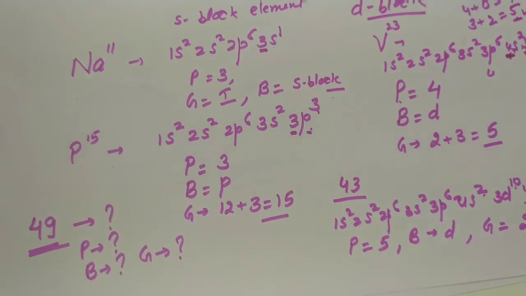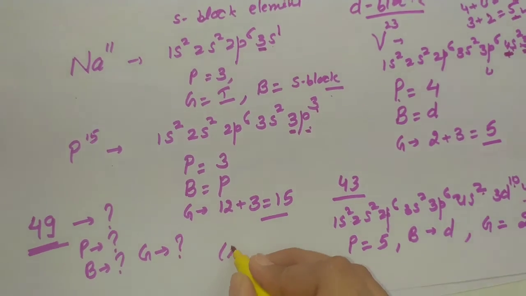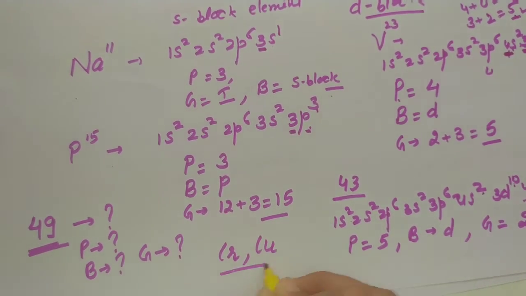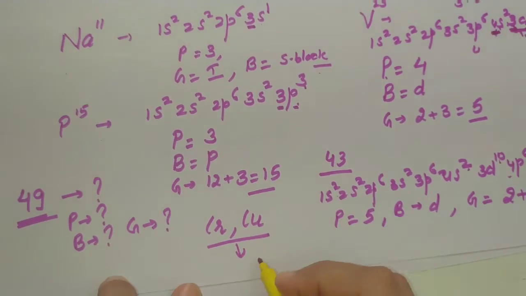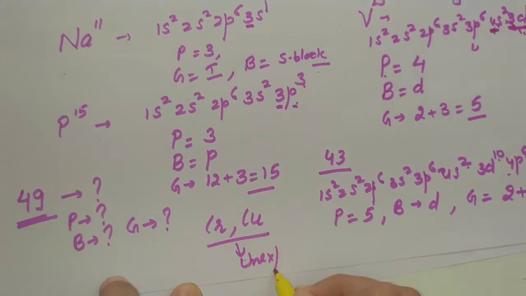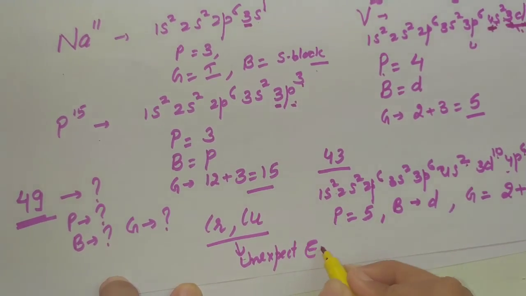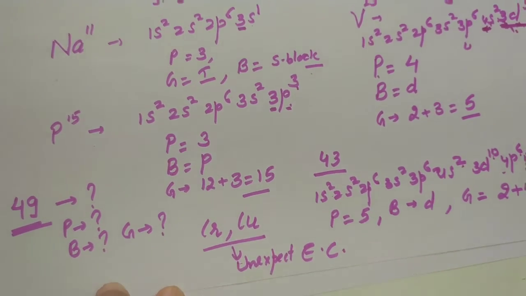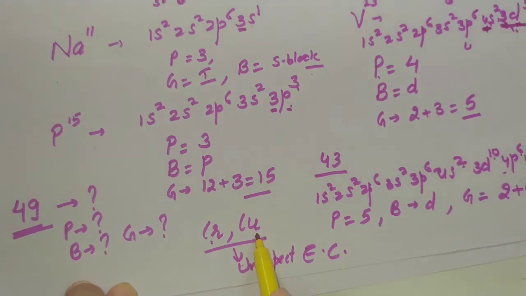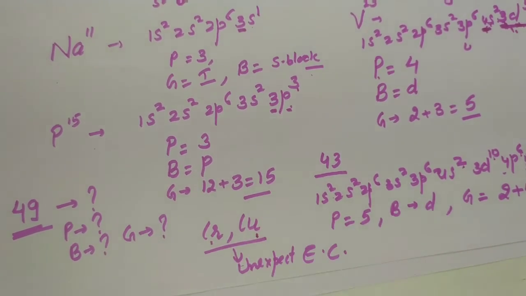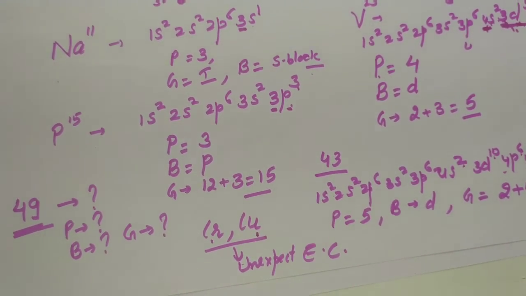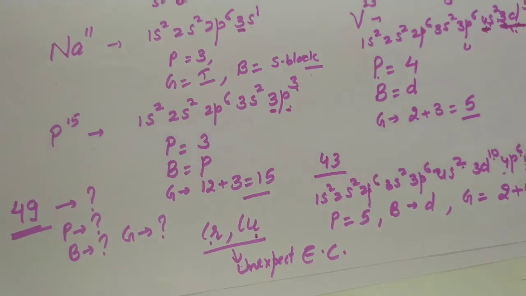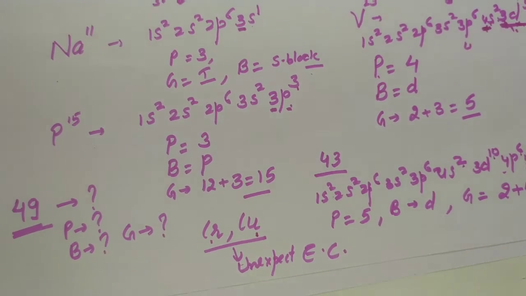And this trick is not applicable for chromium and copper, as they have unexpected electronic configuration, because of half filled or fully filled electronic configuration. If you apply the rule on that, then this rule will fail for copper and chromium.